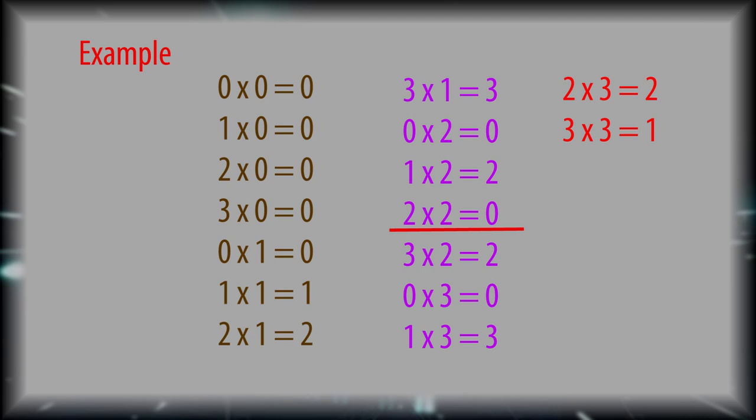Okay, so let's skip to 2 times 3 mod 4. 2 times 3 is 6 in mod 4. When you change that, you get 2 mod 4. Again, 3 times 3 is 9. When we change 9 to mod 4, we get 1 mod 4.